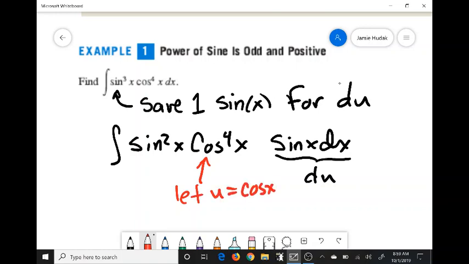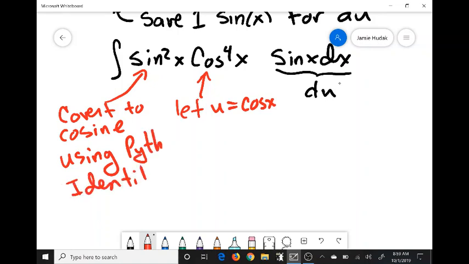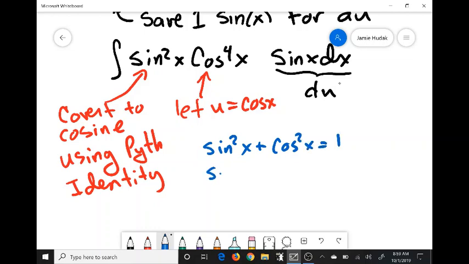Well, if my u is going to be cosine of x, I need to get rid of these sine squareds. So we convert these to cosines using the Pythagorean identity. So since we know that sine squared x plus cos squared x is equal to 1, we want to get an expression that has just sine squared x, so we subtract the cos squared x to the other side, and this is what we want to replace sine squared x with.